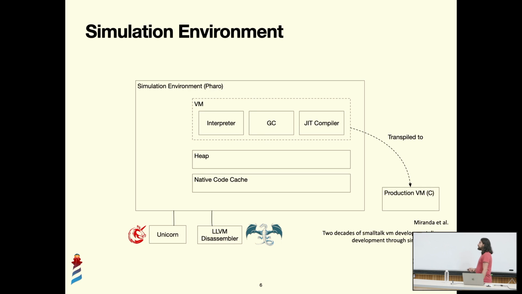So we already had a simulation environment. The simulation environment runs in Pharo, so the virtual machine is entirely written in Pharo. So we have the interpreter, the GC, the JIT compiler written in Pharo. Eventually, of course, this gets transpiled with Slang to C, and then we compile that, and that is the production VM. And in the simulator, we instantiate a heap and a native code cache, and then we run stuff in here. So it's a bit slower than the real machine.